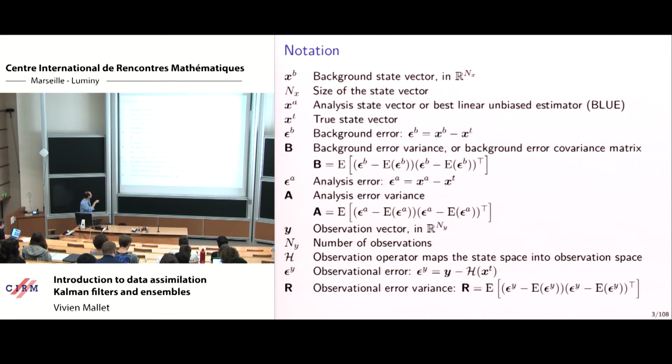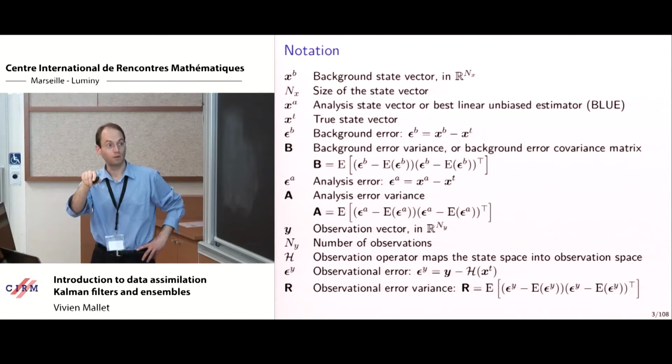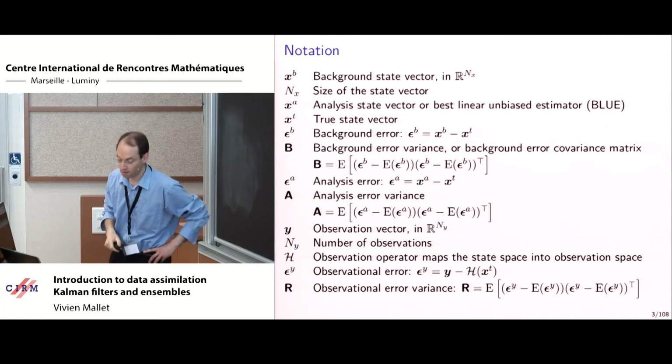So you apply H, which is nonlinear here, it could be linear sometimes, to the state, and then you have, if the state, for instance, is a forecast from the model, you apply the observational operator, and somehow it's a forecast of your model at the observed locations. Okay, and then we introduce also, you've seen observational error, which is the distance between what was measured and what would be the application of the observation operator to the true state.